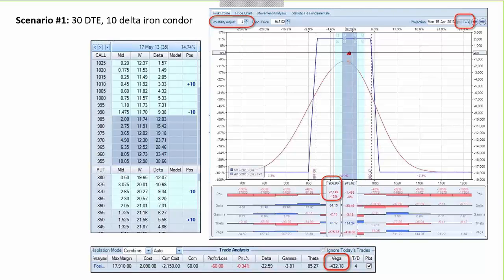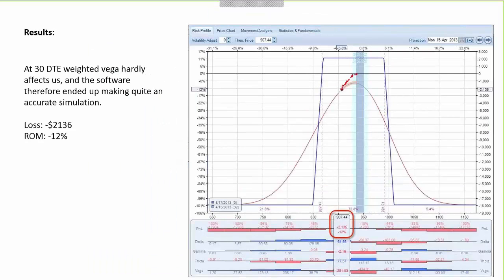So let's look at what reality is like. That's reality. Pretty accurate, right? Doesn't that contradict what I was alluding to before, that for iron condors, weighted Vega is still relevant? Well, it is relevant only if you're further out in time. If you're at roughly 30 days or less, in a single expiration, you don't need to know squat about weighted Vega. It's almost irrelevant. It will not affect you. And you can see here that the software is highly accurate. It got it almost bang on.